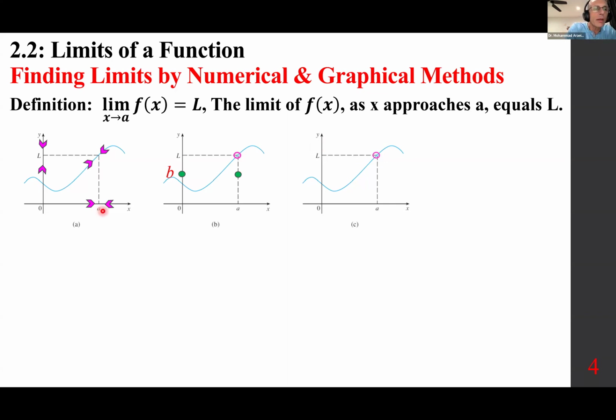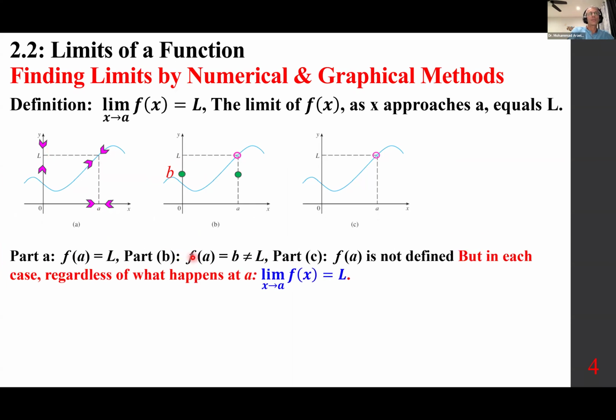What's the difference? Over here, at a, the functional value is L. In other words, f of a equals L. At b, f of a, a solid point, has y-coordinate b, which is not equal to L, therefore it makes it not continuous. At c, you see the hole here. We don't have a solid point, so f of a is not even given. We say f of a is not defined. So in short, part a, f of a equals L; part b, f of a equals b, which is not equal to L; and part c, f of a is not even given, is not defined. But in each case, regardless of what happens at a, the limit of f of x as x approaches a equals L.